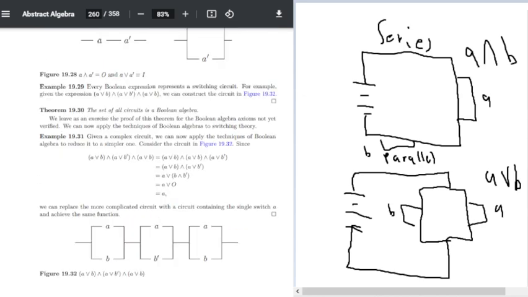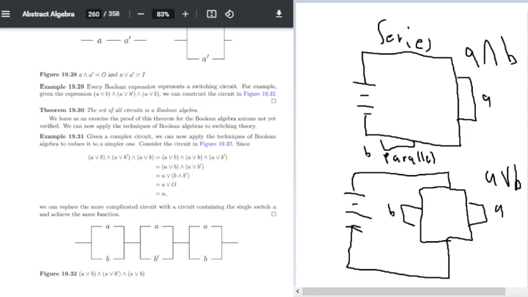Alright, example 19.29. Every Boolean expression represents a switching circuit. For example, given the expression (A join B) meet (A join B prime) meet (A join B), we can construct the circuit in figure 19.31, which is this figure right here. Theorem 19.30: the set of all circuits is a Boolean algebra. We leave as an exercise the proof of this theorem for the Boolean algebra axioms not yet verified. We can now apply the techniques of Boolean algebras to switching theory.